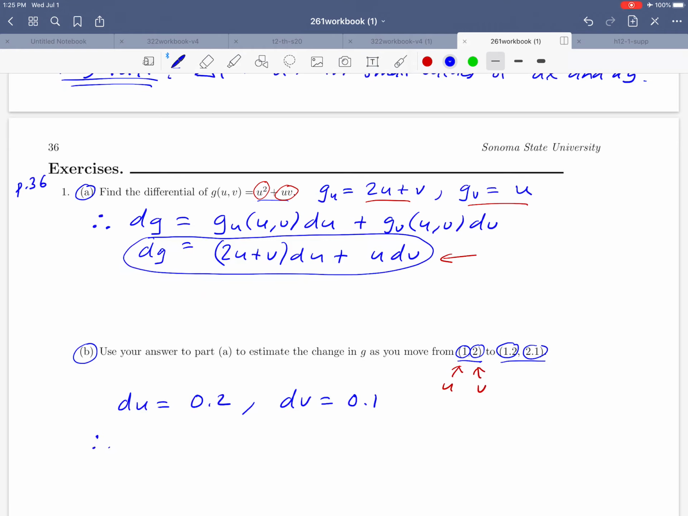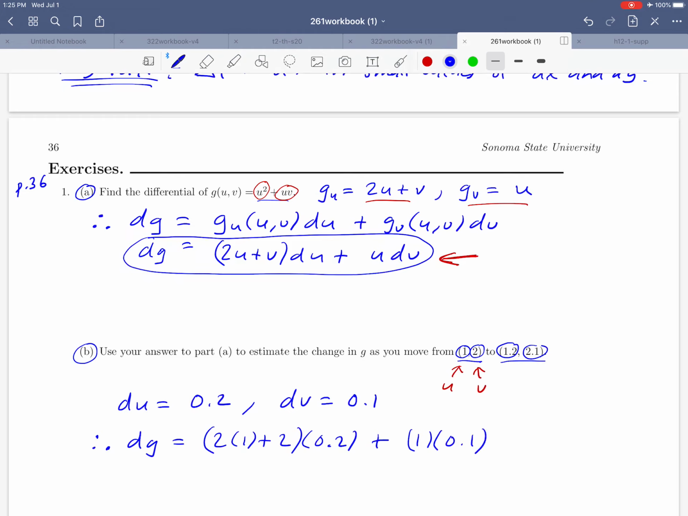All right, and so to get the approximate change in g, we're going to calculate dg, and that's just a matter of filling in the pieces in this formula. We know what u and v are. They're 1 and 2, so we'll fill those in. We now know that du is 0.2. And then we come to u dv, and we know that u is 1, and that dv is 0.1.